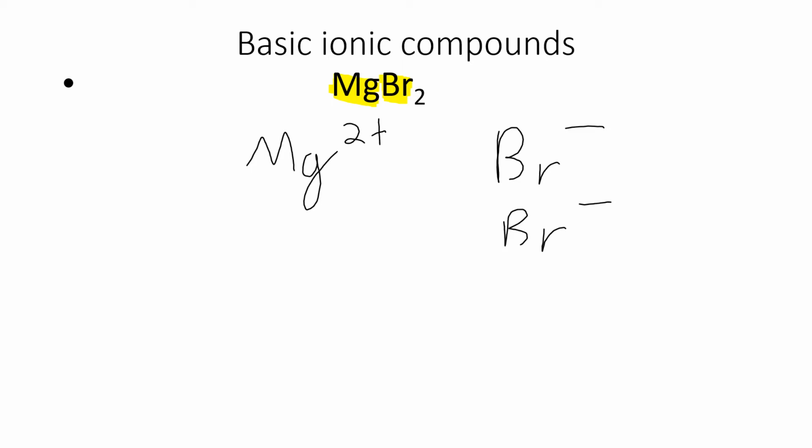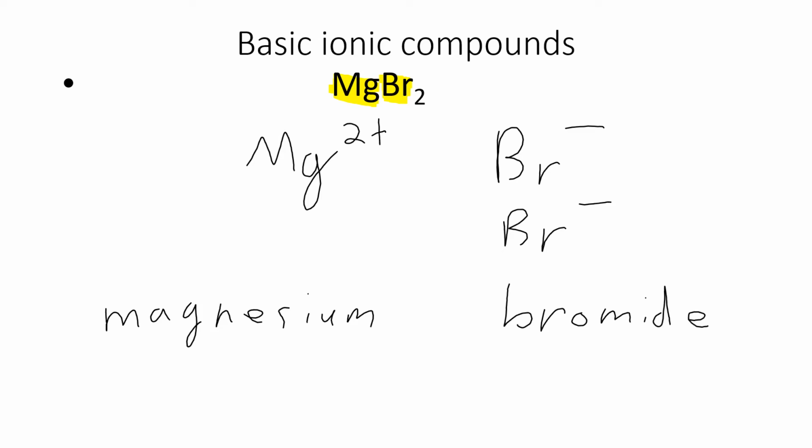So now I'm ready to name this compound. Positive ion first. So we get our magnesium in. Negative ion second. Chop off the ending and replace it with IDE. So instead of bromine, that's going to become magnesium bromide. You're going to get that IDE ending in here. So the name of our compound, magnesium bromide.